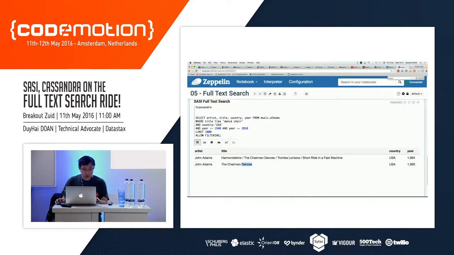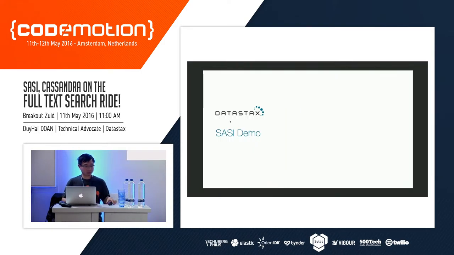So even if I change my query to dances, it still returns the same result. Because before performing the query, the index will also perform stemming on my input. Okay. So it's pretty powerful. So how is it possible? How is it done?